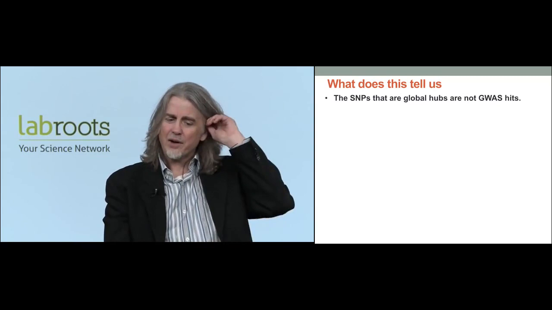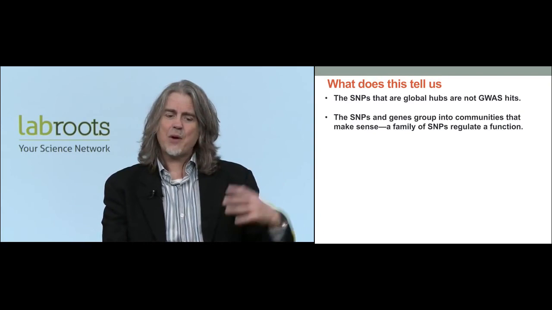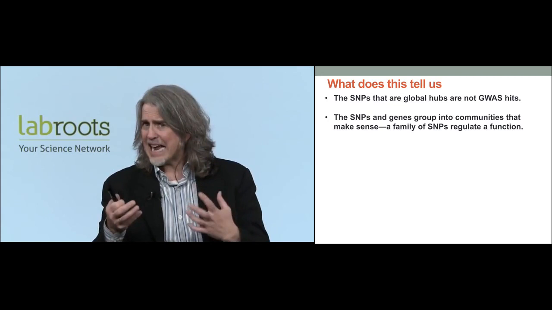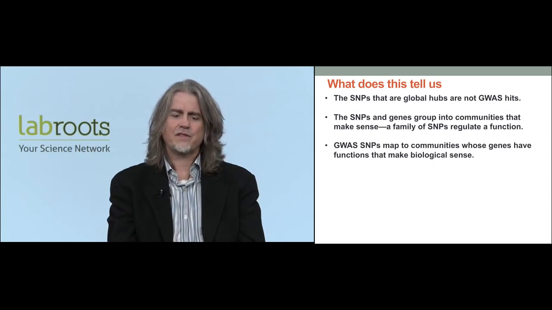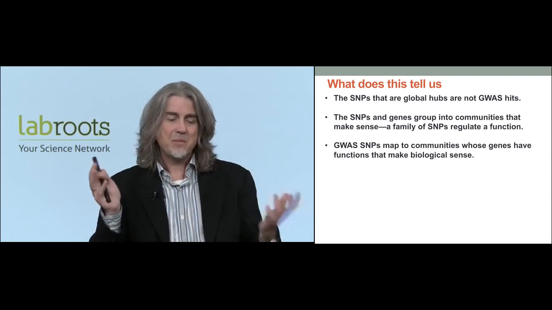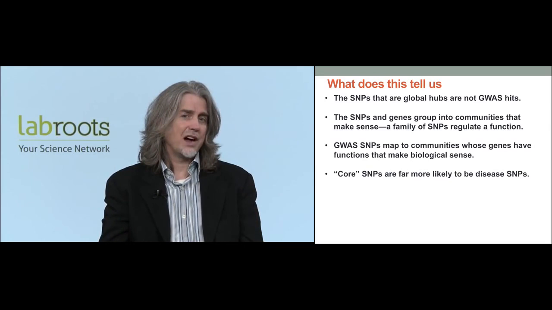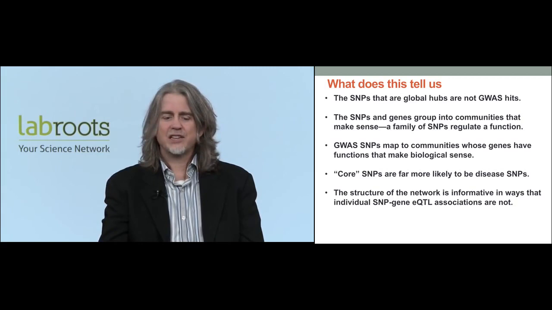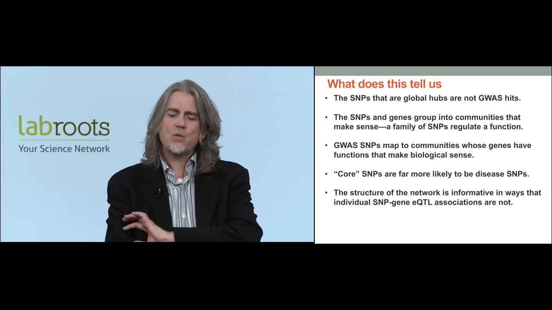So when we look at the model, we see that the global hubs in the network aren't GWAS hits. But instead, the networks group SNPs and genes together into communities. And it tells us what we should expect. A family of SNPs regulate a process or a function. The GWAS SNPs map to communities whose genes have functions that make biological sense. And in fact, they tend to be at the cores of their local communities, or at least highly connected within them. They're the ones most likely to disrupt those functions. So the individual structure of the network is informative in ways that individual SNPs or eQTL associations are not.